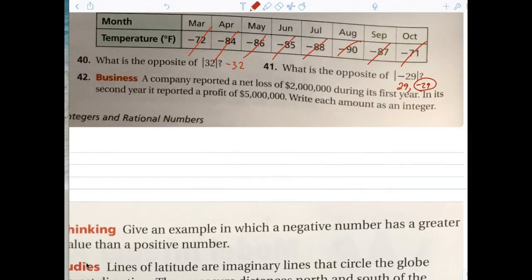Be careful. All right, let's have 42. It says the company reported a net loss of $2 million. In its second year, it reported a profit of $5 million. So how do I represent, Thomas, a loss of $2 million? If you lose money, is it a positive or negative? Right, so you'd write -2 million. On the other hand, Leighton, if you had a profit of 5 million, it would be what? Positive. That's right.